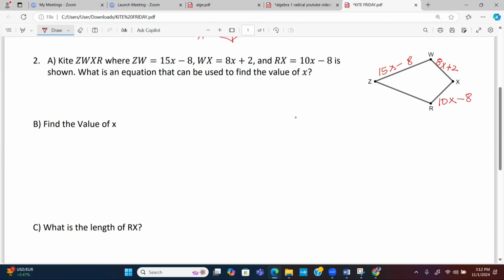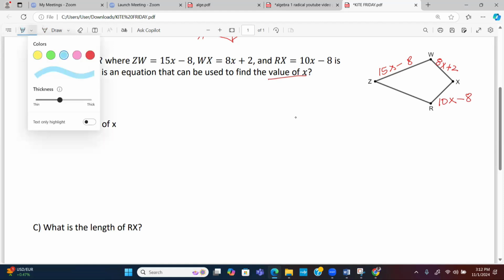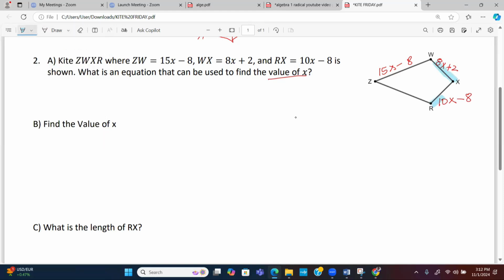The question says, what is an equation that can be used to find the value of x? So we're not going to find the value of x there. We want to set up an equation that can be used. We want to remember that these adjacent sides here are congruent, which means that they're equal. So we could set up that 8x plus 2 is the same as 10x minus 8. This is an equation that we can set up in order to find the value for x.